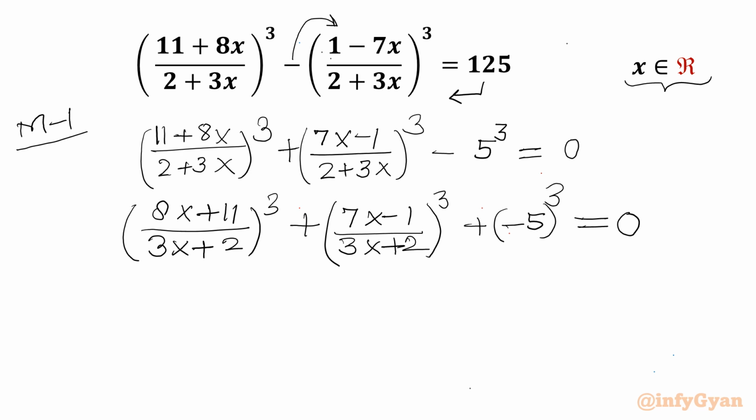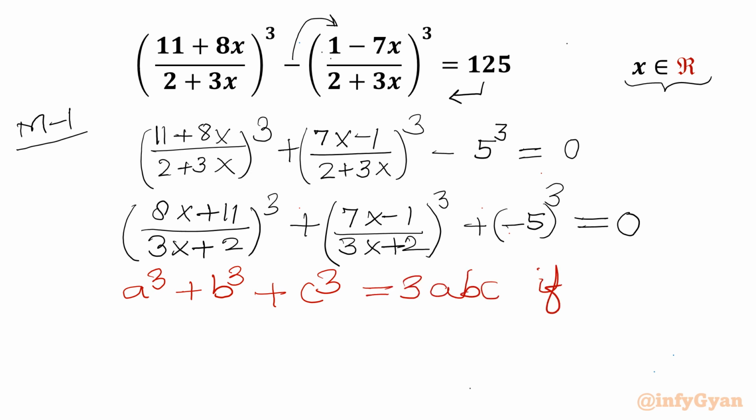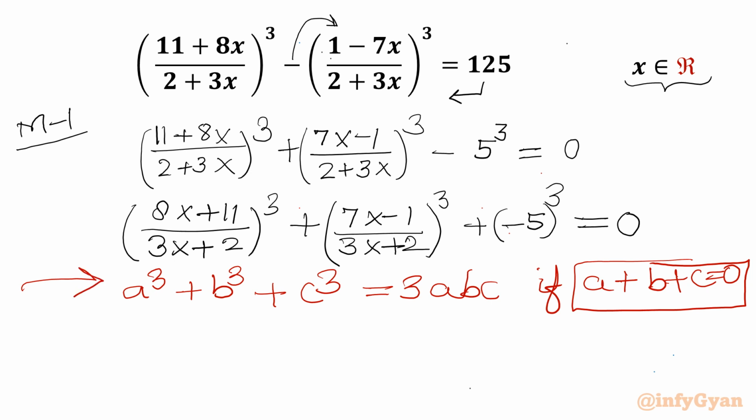Now I will write one algebraic identity. It is a cube plus b cube plus c cube, this is equal to 3 times abc, if a plus b plus c equal to 0. So we have to check this condition. If this holds true, then we can apply this identity. So let us check. Assume this is A, this is B, this is C.